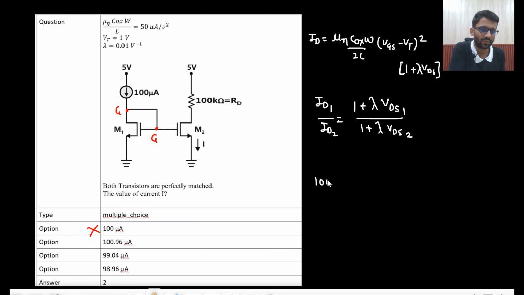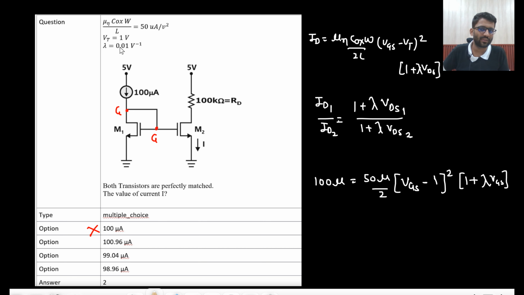So 100 micro would be equal to 50 micro by 2 into (VGS minus VT) whole square into (1 plus lambda VDS) will also come, and VDS is equal to VGS. But that would be a very low value because lambda is already very low and VGS will also come very low. So for now we can ignore it. Generally when you find this value we can ignore it. This much approximation we can do. So we are ignoring this factor.